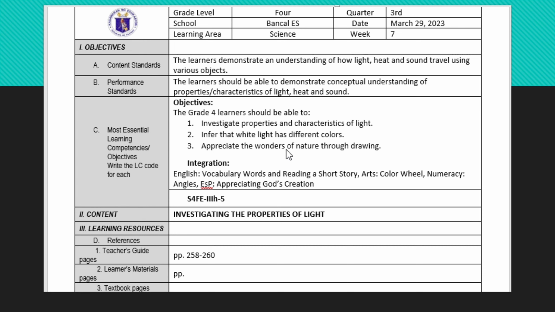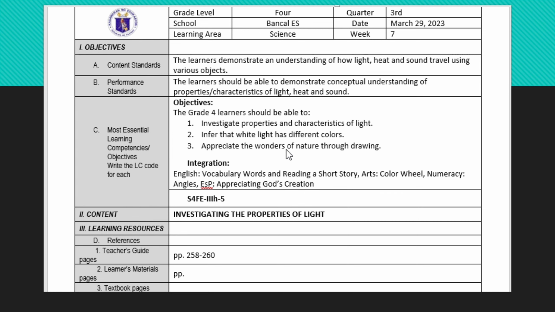Cognitive, of course, doon po tayo sa understanding na matututunan ng bata. Psychomotor, yung skills na matututunan or mahahasa ng bata while learning the lesson. And then lastly is yung affective domain, wherein ina-inculcate natin yung values. Like, ina-appreciate natin kung ano ba yung essence or kahalagahan ng pagkatuto ng particular lesson na ito sa atin bilang mga learner.